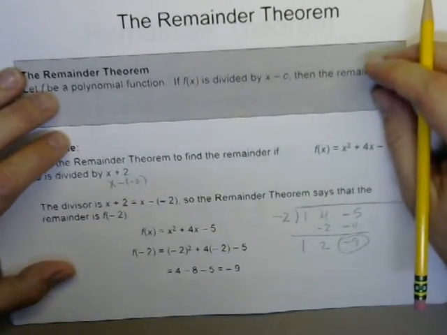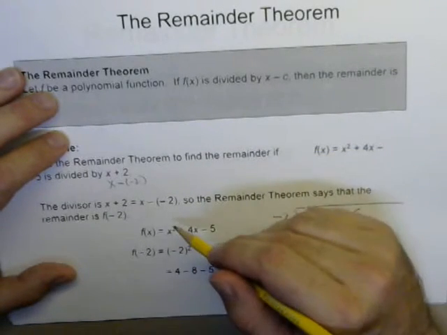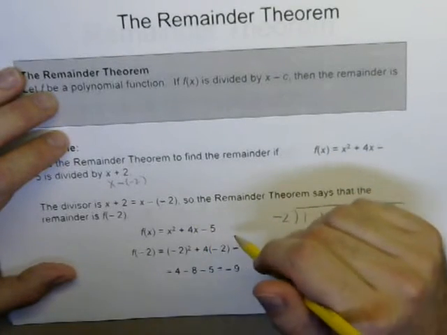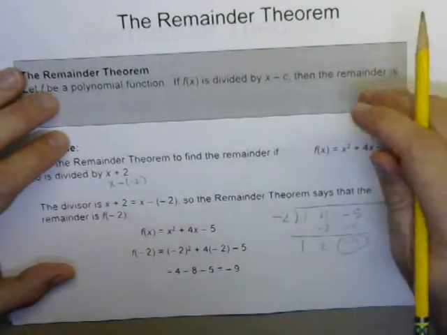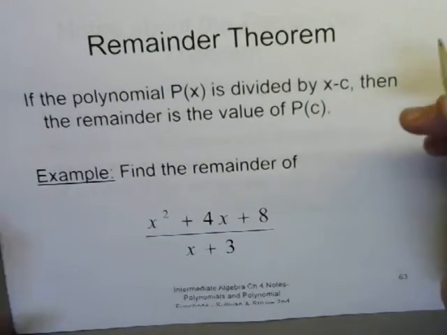So that might not be that big of a deal for this one, but you can imagine if you had a much longer polynomial, like maybe something where you've got x to the 12th power in there, right? It'd probably be a lot faster to find the remainder this way than it would be to actually do the division. So let's do another example.